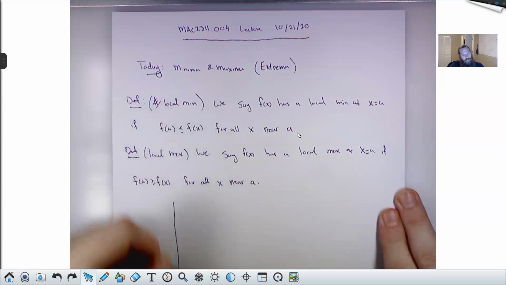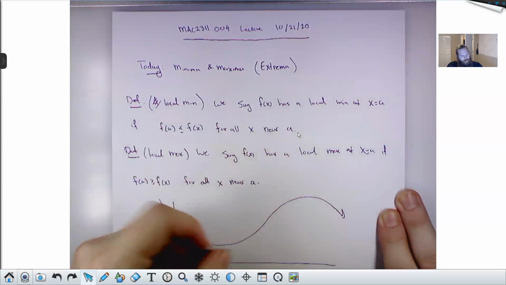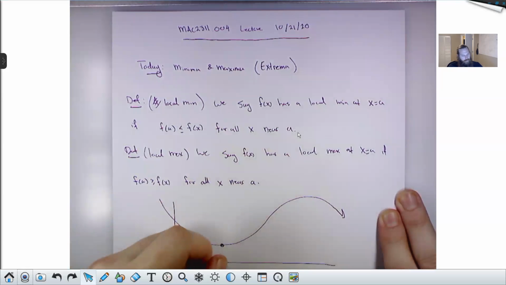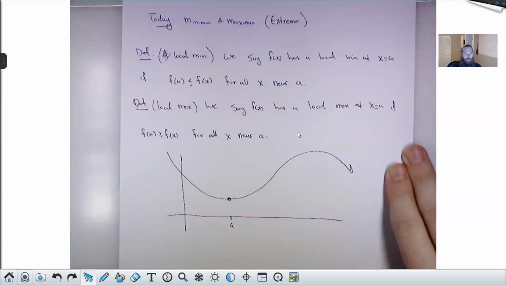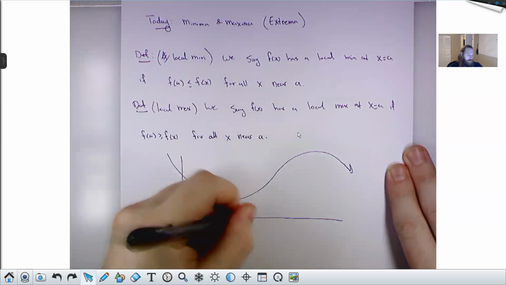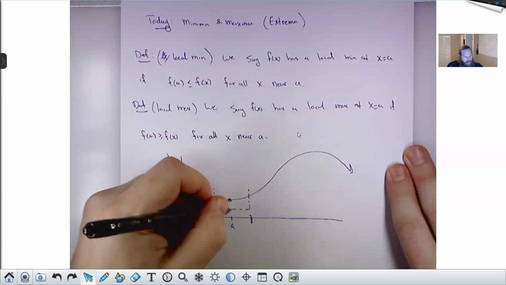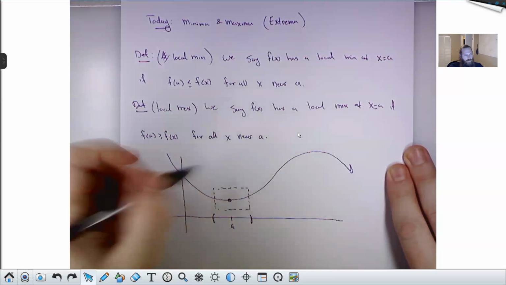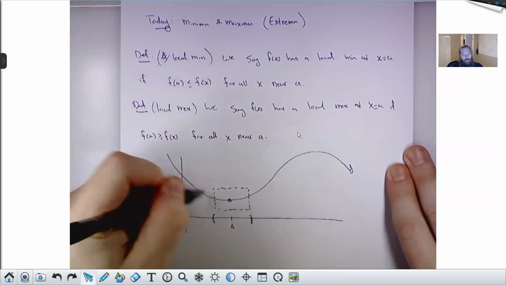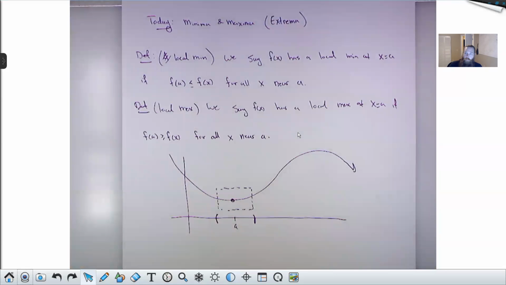So the picture here, that's one that surely you've seen before. Right here, I have a local min, because if you look at any little interval centered at a, i.e. you focus your attention on this little window, then that's the smallest the function gets anywhere nearby. So we'd say locally, that is looking nearby, that is a minimum value for that function.